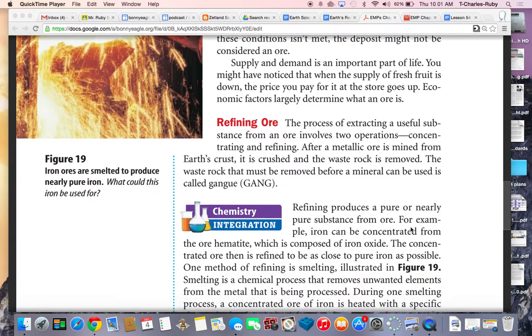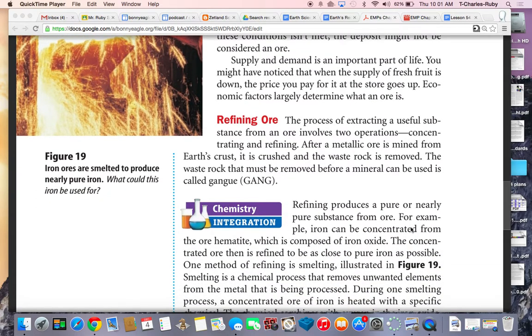All right, refining ore. Why don't you give that a try? The process of extracting a useful substance from an ore involves two operations: concentrating and refining. After a metallic ore is mined from the Earth's crust, it is crushed and the waste rock is removed. The waste rock that must be removed before a mineral can be used is called gangue.